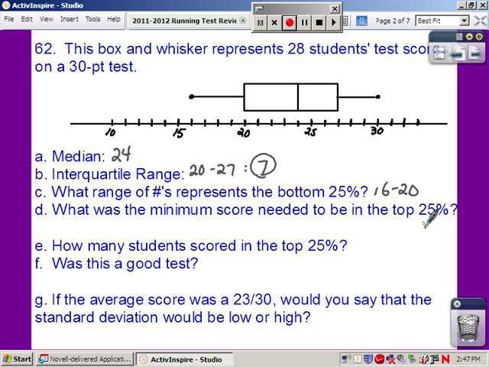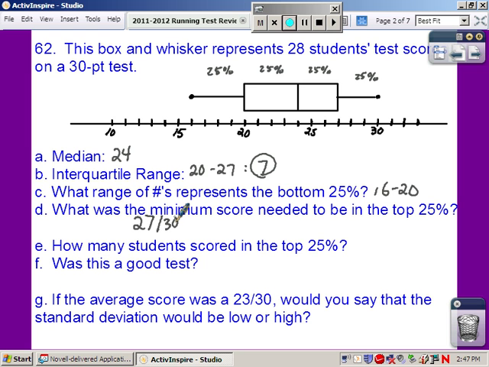What was the minimum score needed to be in the top 25%? That represents up here. This is the top 25%. So just to emphasize, this is divided into 25% here, 25% here, 25% here, and 25% here. So the top 25% is the right whisker, which means you needed at least a 27 to be on this side. So the answer to this one was a 27 out of 30.